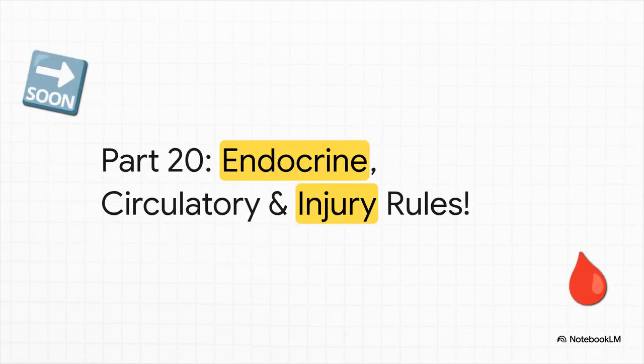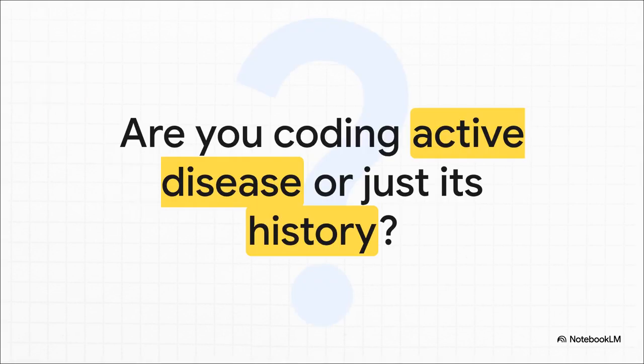Coming up in Part 20, we'll be tackling chapter-specific highlights for endocrine and diabetes, circulatory, and injury and poisoning rules. You definitely won't want to miss mastering those complex rules with us next time. To wrap up, I want to leave you with this provocative thought. When you look at a patient's chart, are you coding their active disease or just its history? Precision in your documentation changes everything.